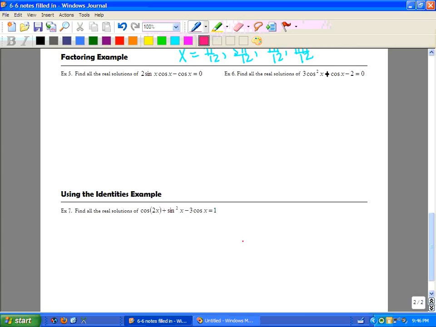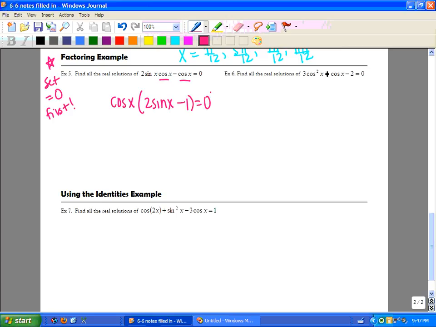Another method of solving that we talked about was factoring. Example 5 here says to find all the real solutions of 2 sine x cosine x minus cosine x equals 0. It's important on the factoring ones that they are set equal to 0 first, otherwise you cannot factor anything. In this case, it is equal to 0 already, and both terms contain a cosine. So we can factor out a cosine x, and that would leave us with 2 sine x minus 1.